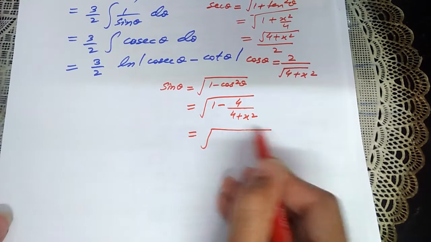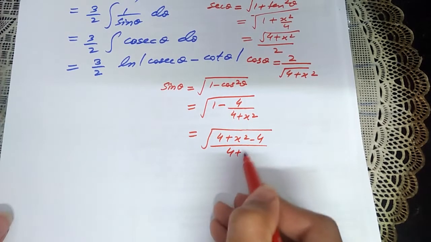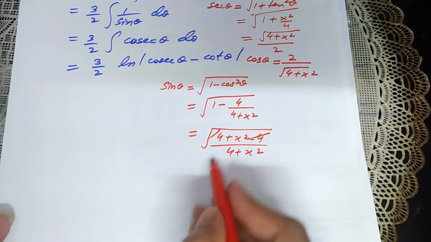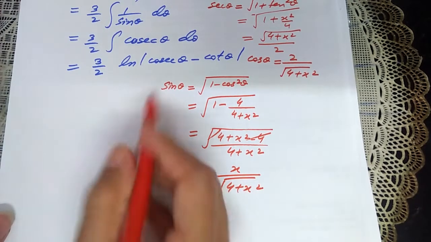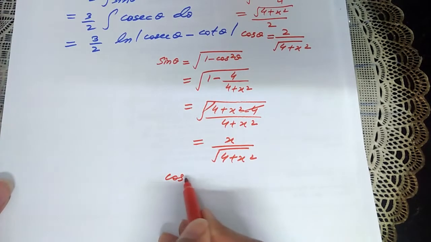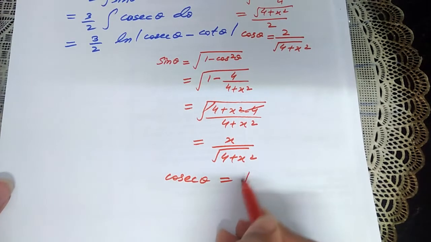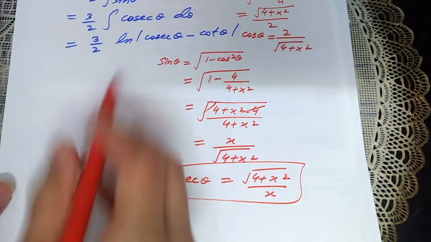Now simply simplify this. I will get 4 plus x square minus 4 over 4 plus x square, like this. It will be cancelled, so I will get x over under root 4 plus x square as the answer of sine theta. I can take out the cosecant theta out of it, that will be equal to under root 4 plus x square over x. So that thing I needed here.